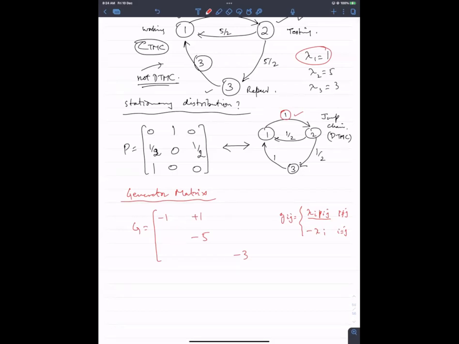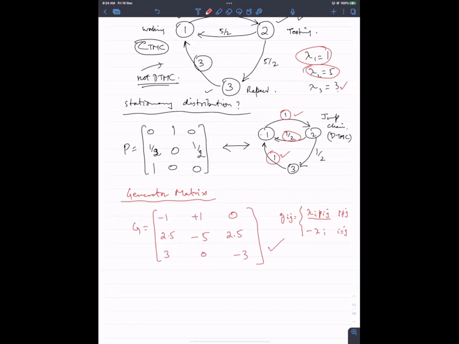So lambda 1 P13, 1 se 3 pe aap jaa nahi sakte, so this should be 0. And you can complete this, lambda I Pij, so Pij into lambda 2, this should be equal to 2.5, or 5 over 2, this is 2.5. So dekhen, har row ka sum jo hai, wo aapke paas 0 aa raha hai. And similarly, 3 से आप 1 पे जा सकते हैं with a rate of 3, lambda 3 is 3 and the probability is 1, so 3 times 1 is 3 and this guy is 0. 3 से 2 पे जा ही नहीं सकते. So this is your generator matrix.